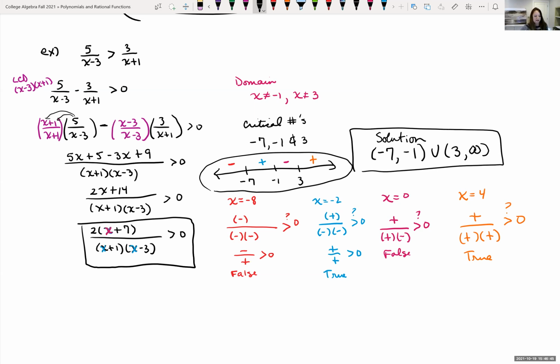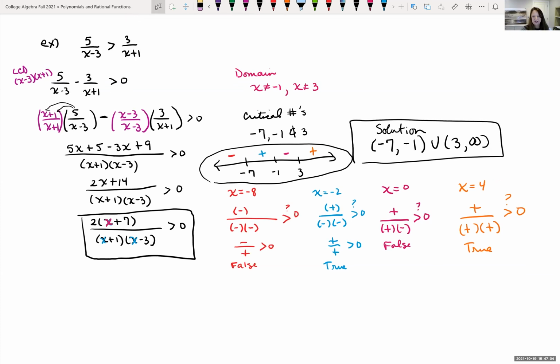So that is solving rational inequalities and polynomial inequalities. It's definitely different than solving just linear inequalities where we just isolated the x to one side, constants on the other side. You can either solve it graphically or you can solve it algebraically.